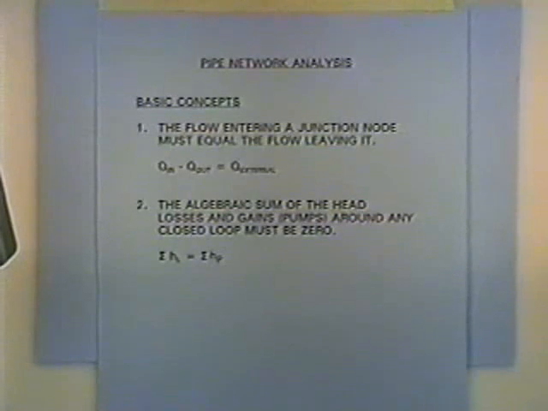And then if you look at the loops, for any closed loop, the head losses and the head gains have to sum to zero. So the sum of the head losses has to equal the sum of the heads added by the pumps. If there are no pumps, the head losses have to sum to zero.